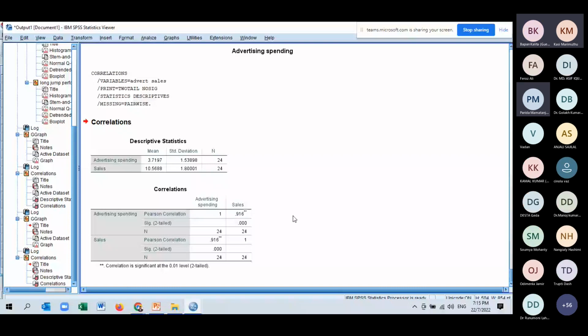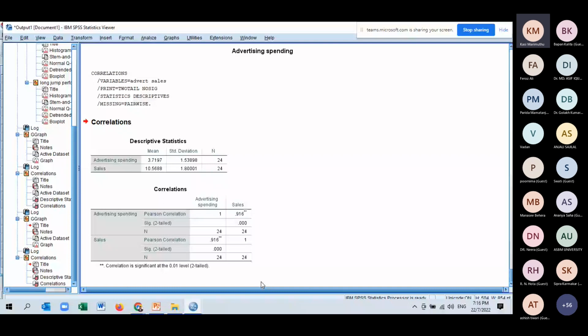91.6% correlation. Fantastic. So n equal to 24, p less than 0.01, so highly significant. If you have doubt, please see at the bottom. That is the inference: double star means the correlation is significant at the 0.01 level, 1% level. So you can take this inference for writing your inference.